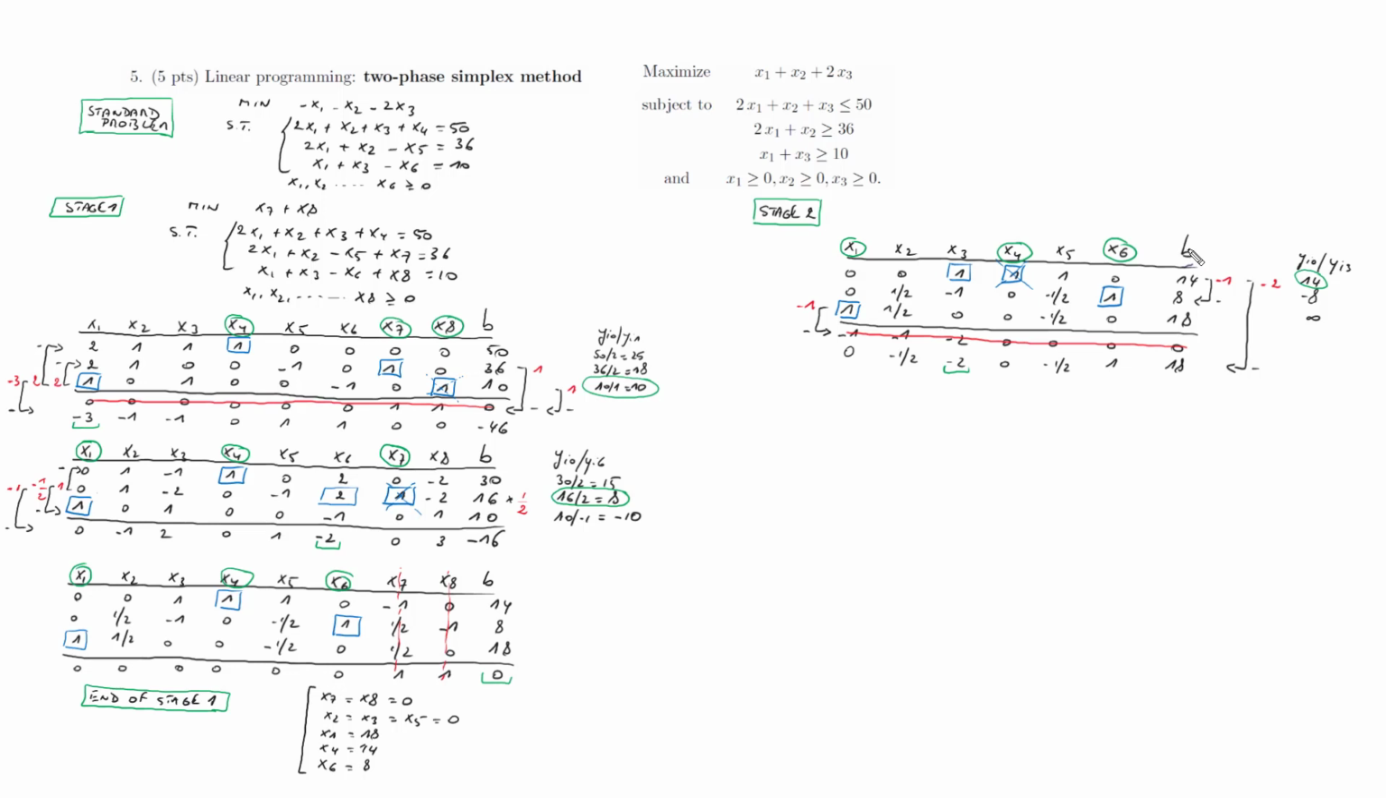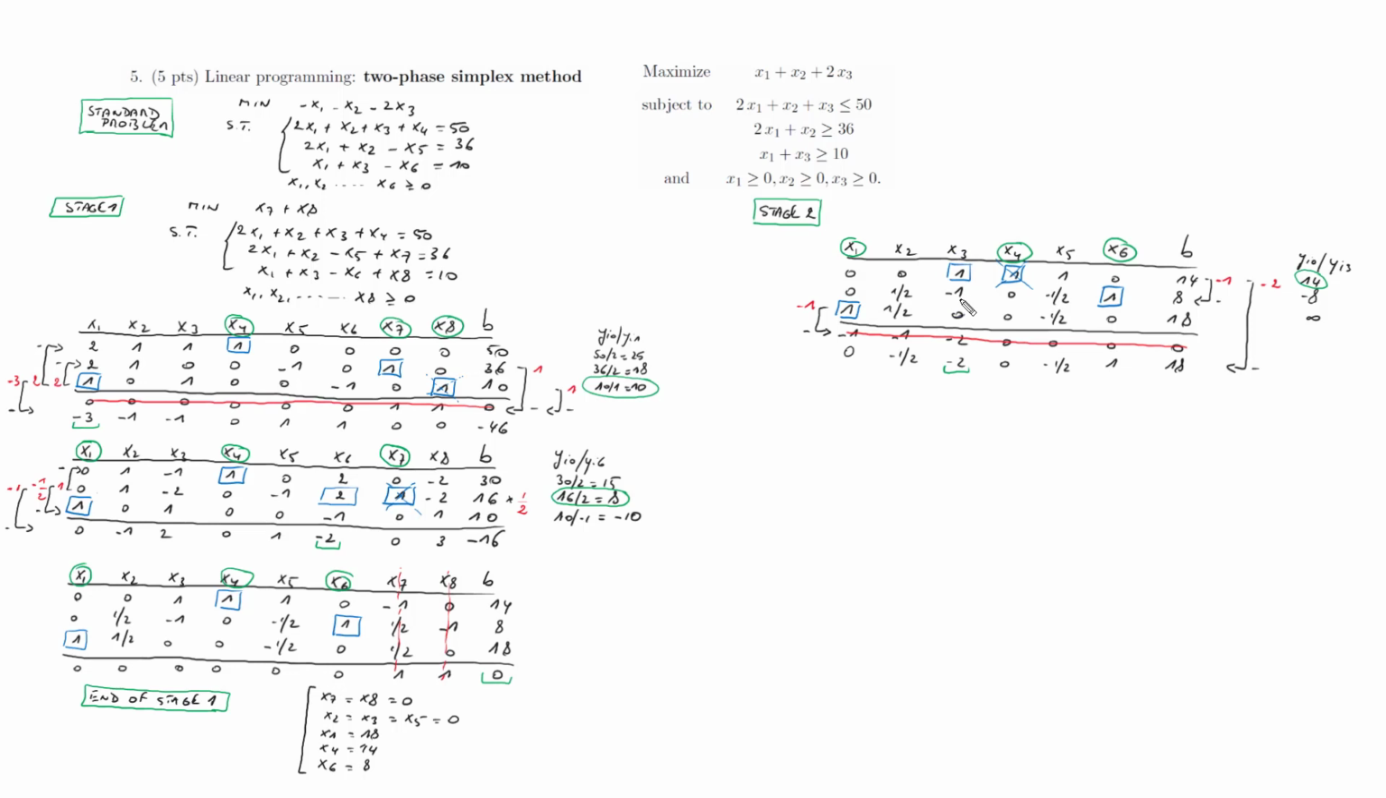And this is really the elements of column B divided by the corresponding elements of column 3. So we have 14 over 1, 14, 8 over -1, -8, and 18 over 0, so infinity. So we have to take the smallest element that is positive, so this is clearly this element over here. So this will be the new pivot, and we can see now that x4 is going to leave the basis. This is our new pivot.